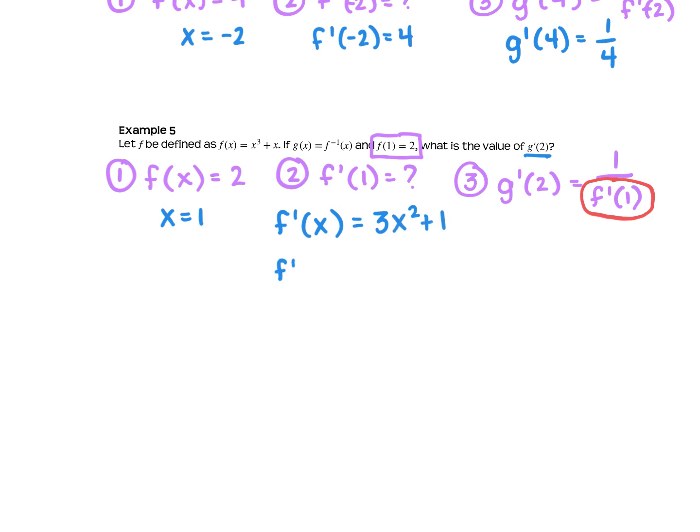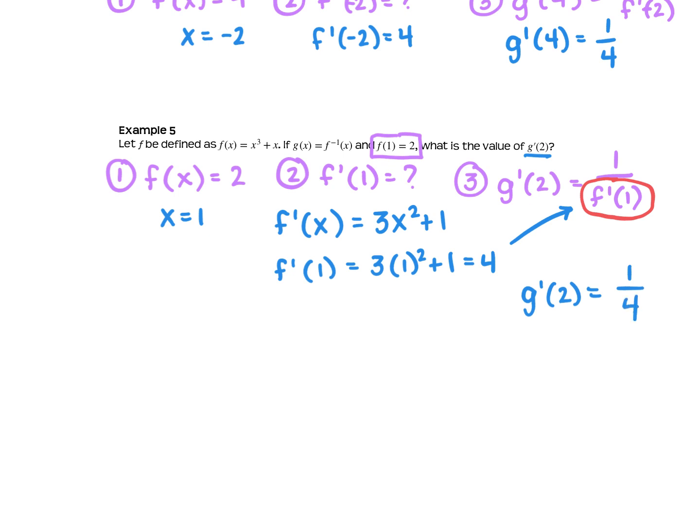So this is 3x squared plus 1. I want f prime of 1. So that's 3 times 1 squared plus 1. So that's 3 plus 1, which is 4. And now that's what's going right up in here. And so I would answer this question by saying g prime of 2 is the reciprocal of the derivative of f at 1. So it's 1/4.